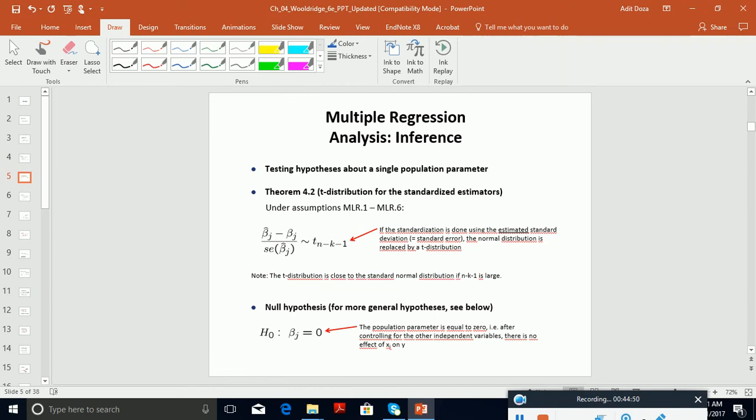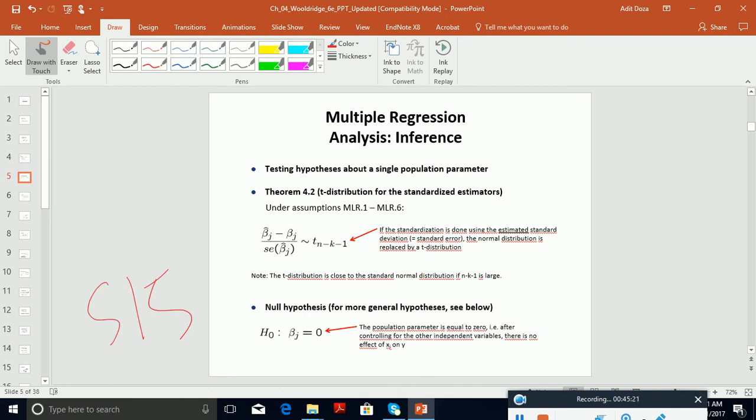For inference, we usually have to do a hypothesis test, right? And what is the convention for a hypothesis test? We test whether that coefficient is 0 or not. So by convention the null is that the coefficient is 0. That's in slide 5.